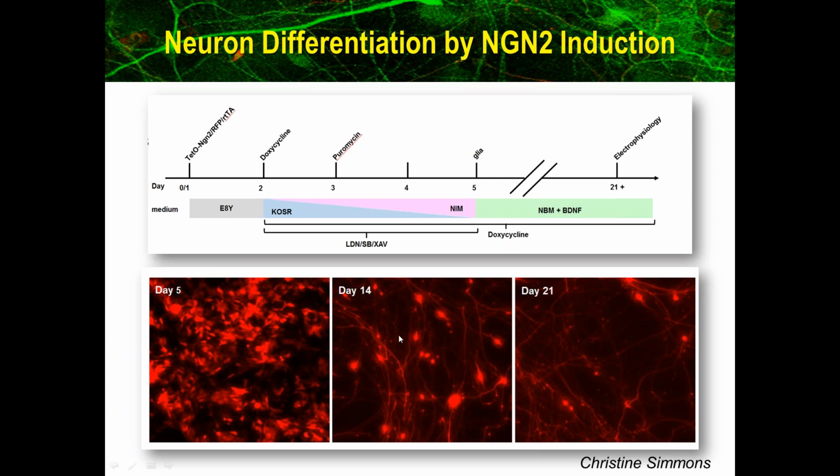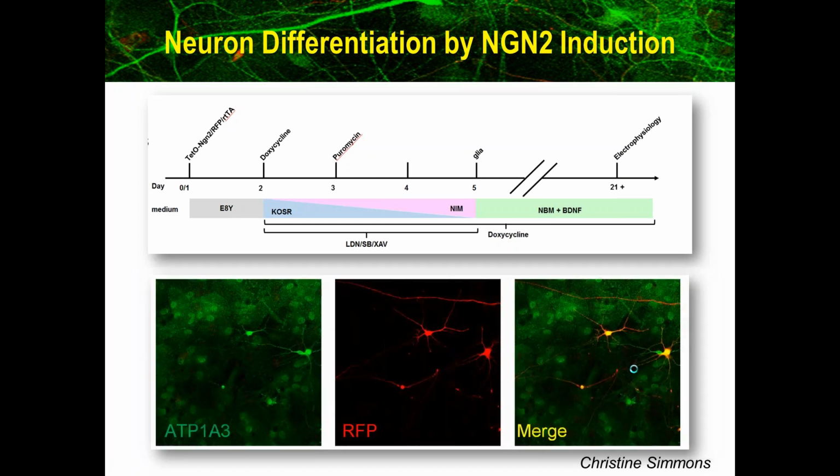And so these are just some pictures of cells generated by Christine Simmons in my lab, showing you the progression from early day 5 to day 14, day 21. They start out not looking like very much on the left at day 5, but then they begin to sprout these long strands of tissue that resemble nerve fibers, and that's what we have in this last slide. And here are some other pictures of them.